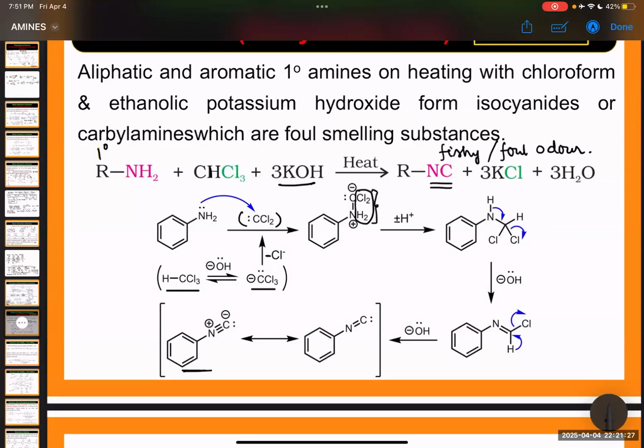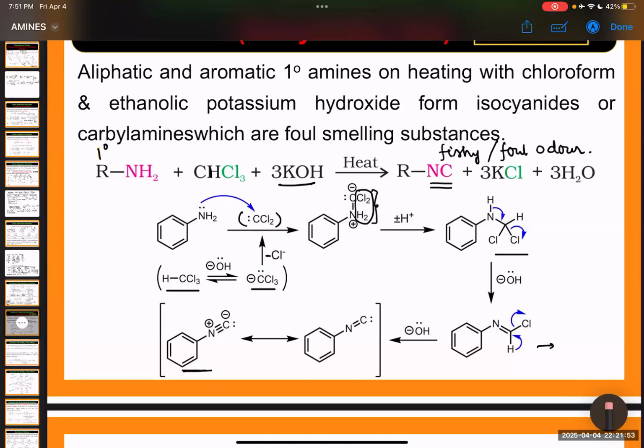I have removed HCl together, or this is the actual step. The first Cl comes out, then the next chlorine comes out. Got it? And that's how you get the final product isocyanide. So I hope this is clear to you. The mechanism is clear, the reagent is clear. Any doubts in this?